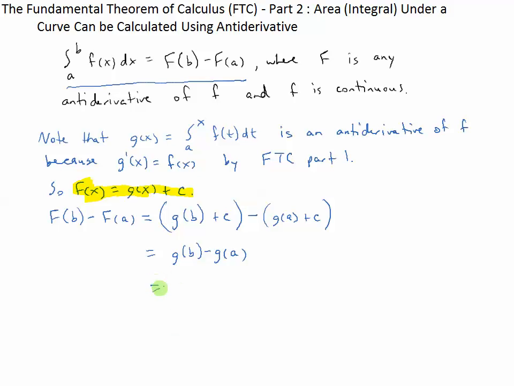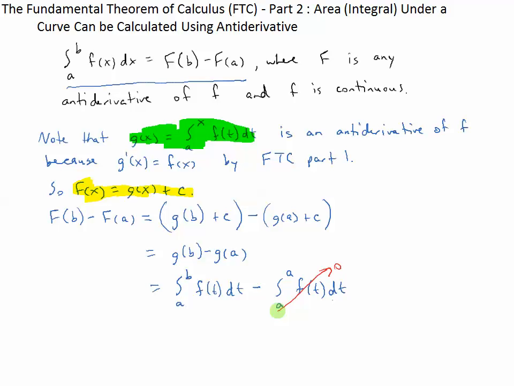Rather simple. Now I'm going to use the definition of g, which is here. G of b would be the integral from a to b, right? Replacing x with b, of f of t dt, minus the integral, g of a would be from a to a, of f of t dt. And of course, the area under a curve, when the x value doesn't change, the area under that curve would be zero. And so what we get is just this thing.